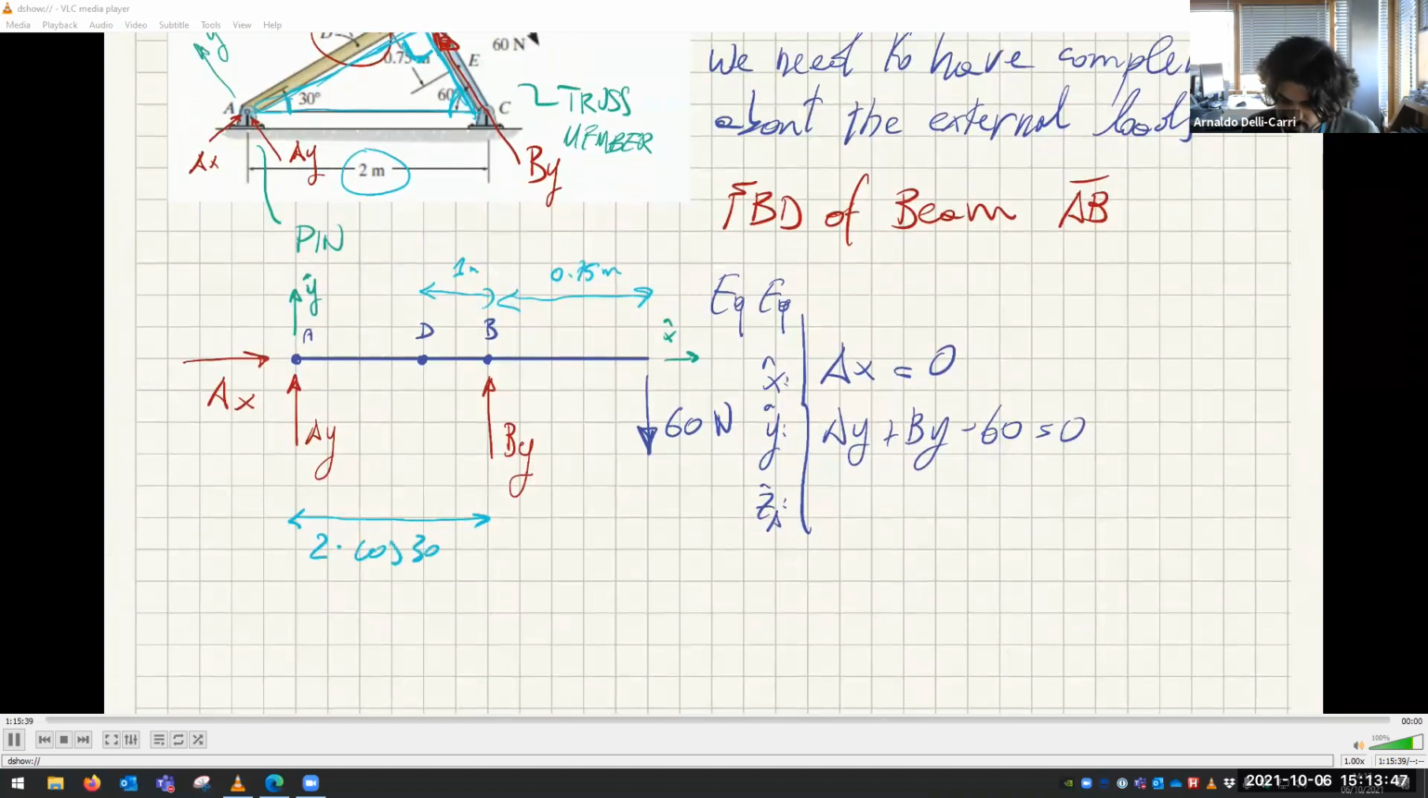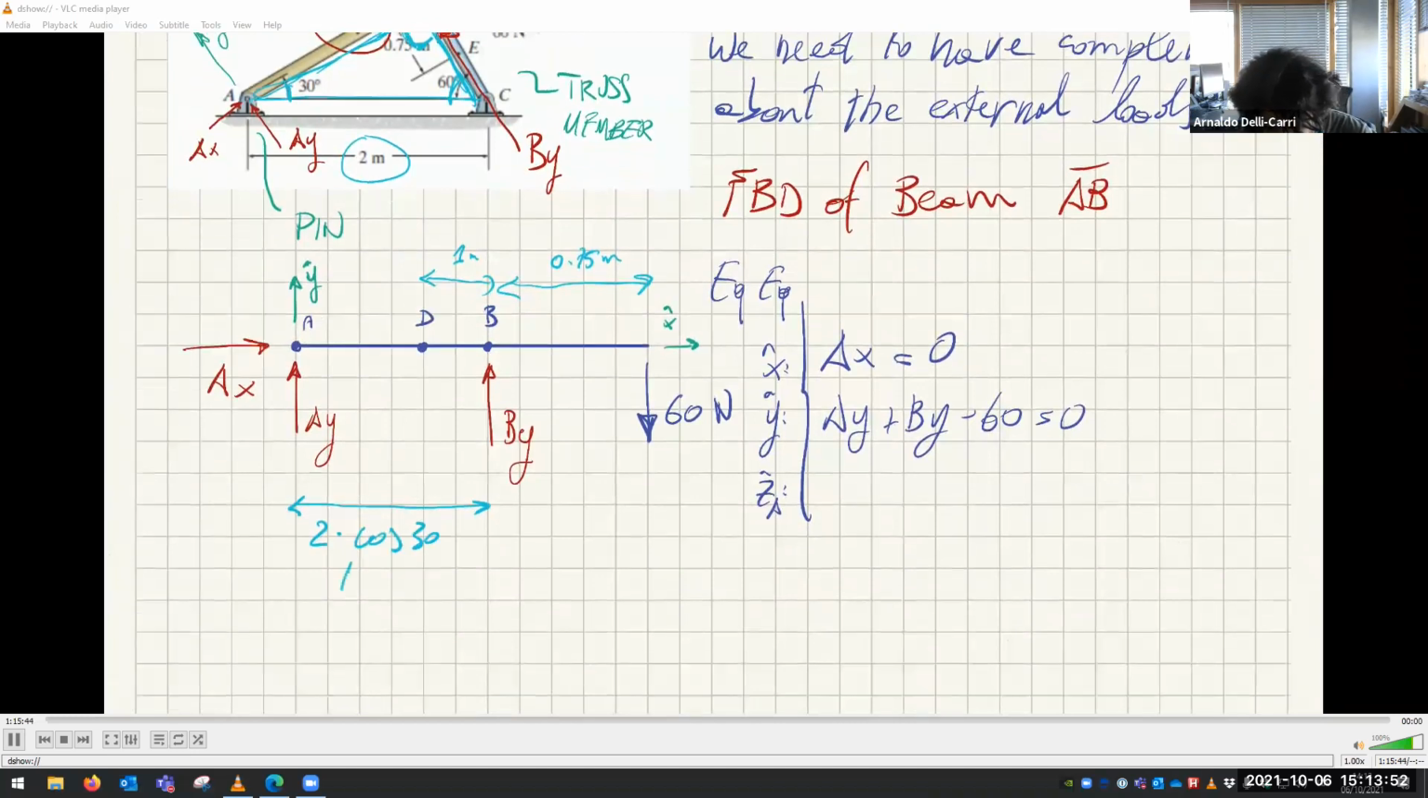And so that means this is equal to 1.73 meters. Okay, that's the idea. And so what we do is take moments about A. This gives no moment around A, and this gives no moment around A. This has a moment of By, a positive counterclockwise moment, so it's 2 cosine 30 times By.